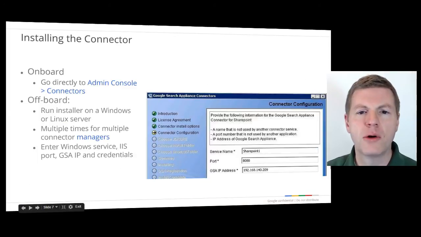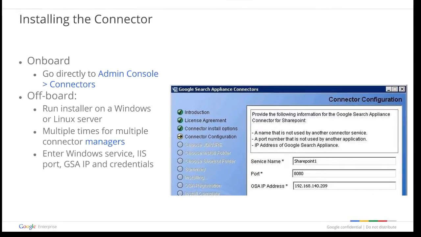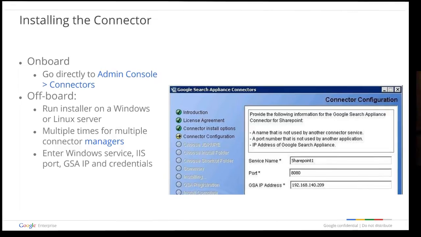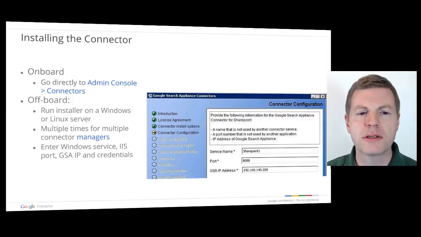If you're using the onboard connector, you can configure it by choosing Connector Manager 0 on the connector screen, choosing the SharePoint connector type, and fetching the configuration form. If you're using the offboard connector, download and run the connector installer onto a Windows or Linux machine you plan to use to run the connector. The installer will create a connector manager and install the connector software. If you want multiple connector managers, you can rerun the installer and use different TCP ports.